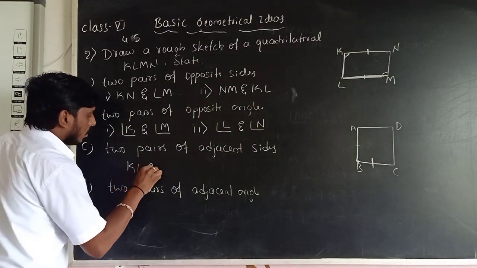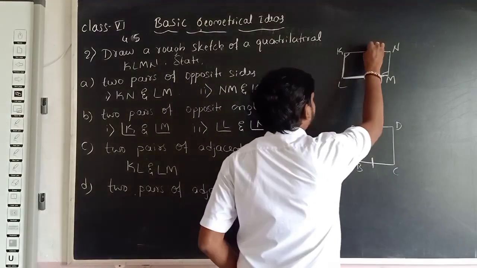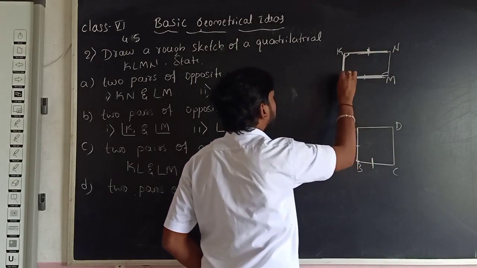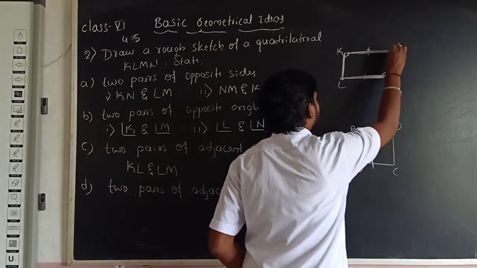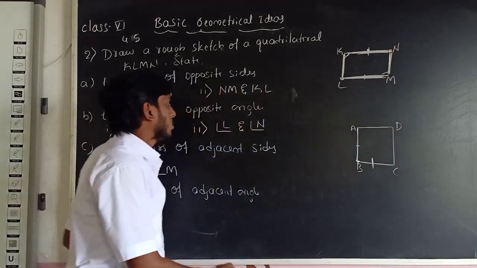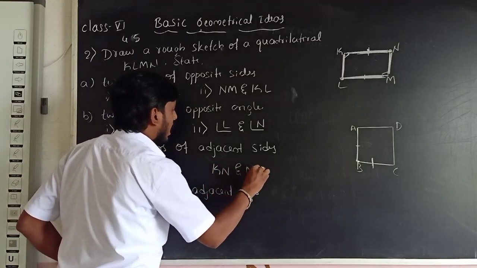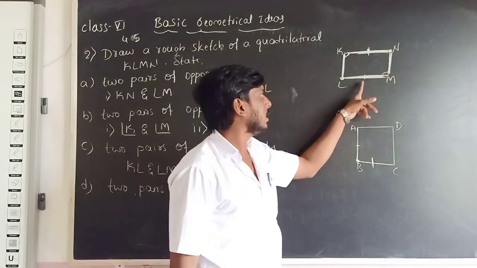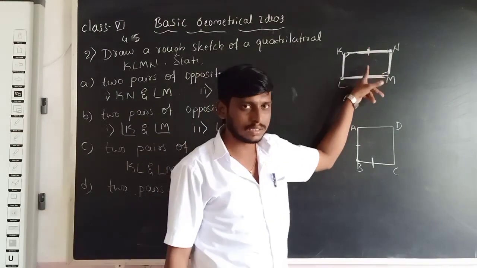KL and LM are what? Adjacent sides. One more pair, KN and NM. KL and LM have a common vertex, L. Similarly, KN and NM have a common vertex, N. These two are adjacent sides and these two are adjacent sides. What about these two? These two are opposite sides.